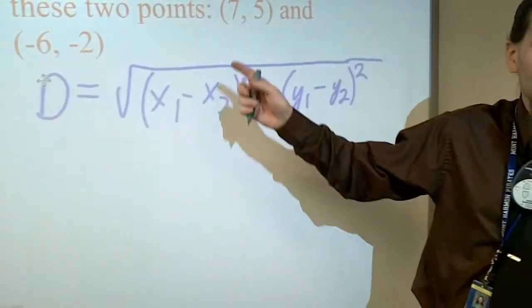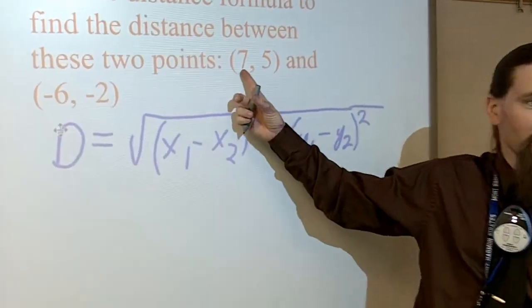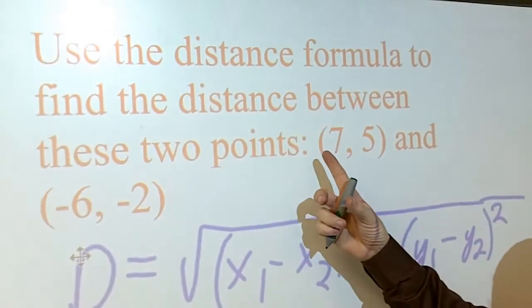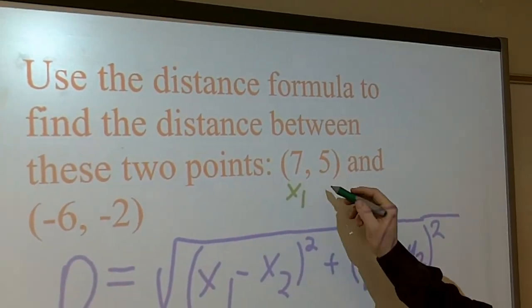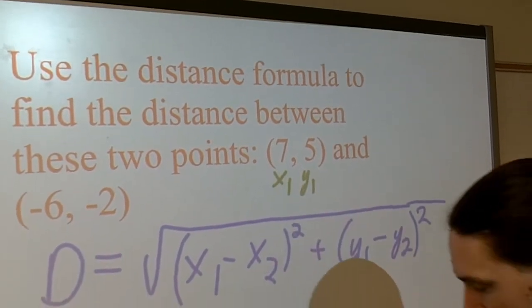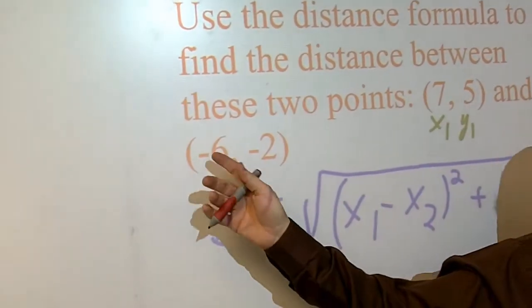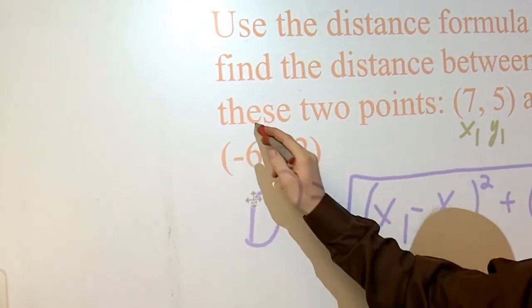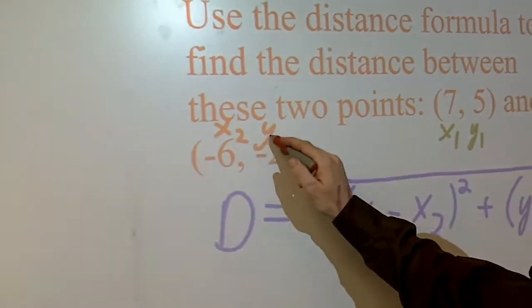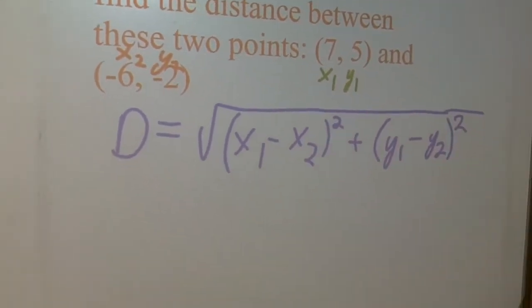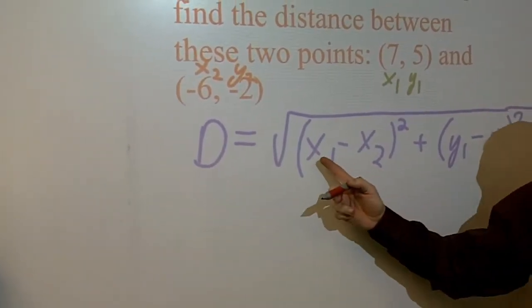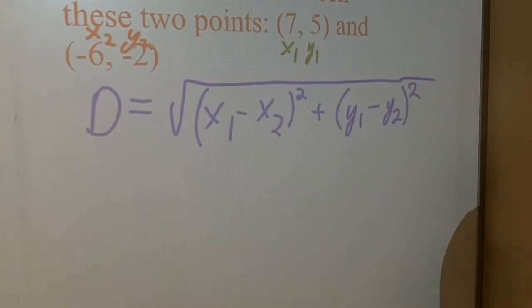Okay, so if I label this point x1, what would that be then? y1. And over here, let's do x2, y2. So now it's time to plug in. My x1 value, everybody tells me, is what?